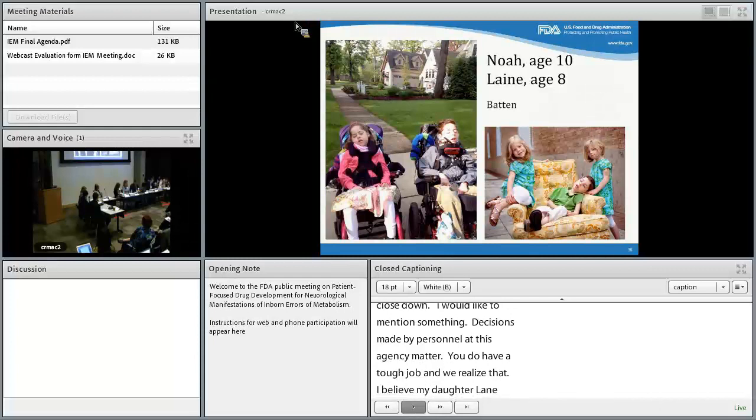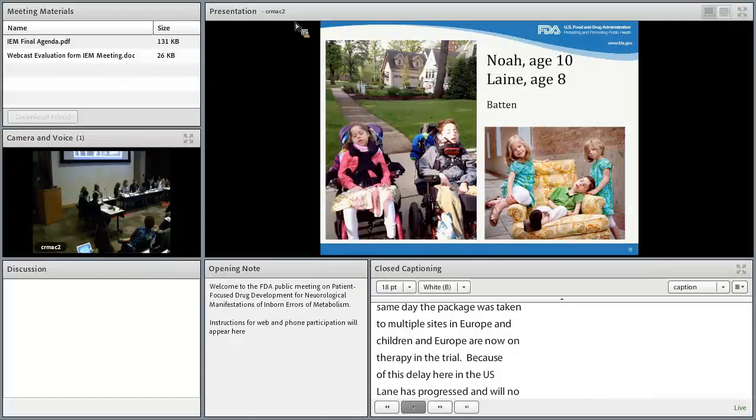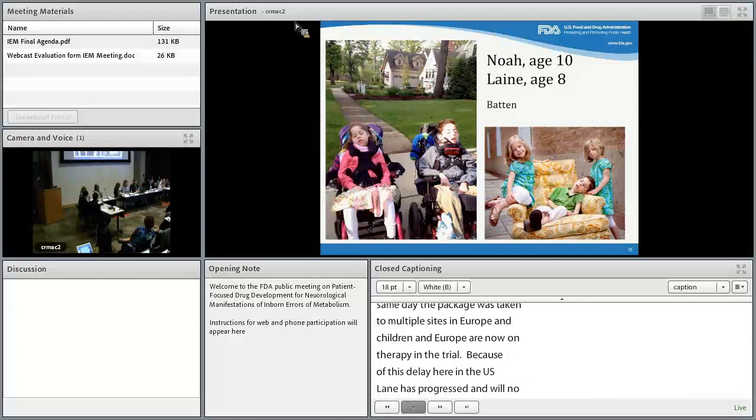But I believe my daughter Lane should have had the chance to potentially participate in a clinical trial testing enzyme replacement therapy for Batten disease. People in this agency decided to delay approval for the trial for some reason. The same data package was taken to multiple sites in Europe, and children in Europe are now on therapy in the trial. Because of this delay here in the U.S., Lane has progressed and would no longer be eligible if and when this trial starts here at home. We need to do better for these kids here in the United States. Thank you.